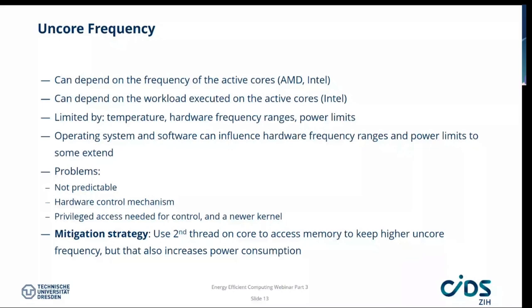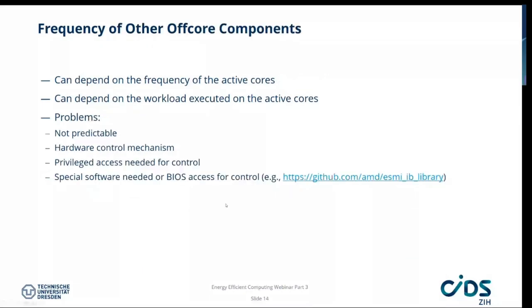With that, you train the hardware control loop so that it sees, okay, the uncore is used, I should apply a higher uncore frequency, and then you can gain performance. It can have a negative effect on the core frequency, but yeah, you always have to decide which death you want to die. Okay. And then you have other off-core components which are interesting and which will influence the performance of your program.